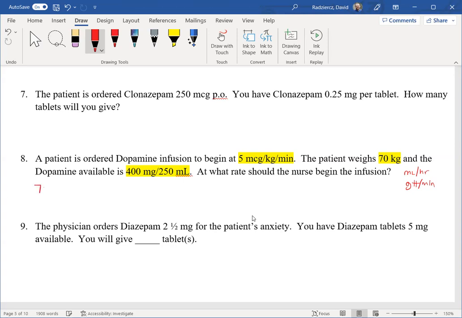Okay. So the first thing I'm going to do is account for the patient's weight. I'm going to take the patient's weight at 70 kilograms times the 5 micrograms per kilogram per minute. And what that does is it eliminates kilograms. Okay. And what I'm going to get is 350 micrograms per minute.